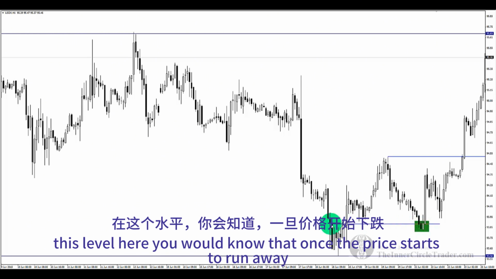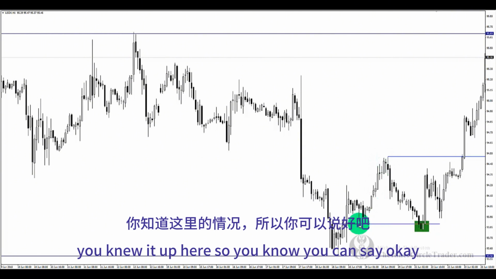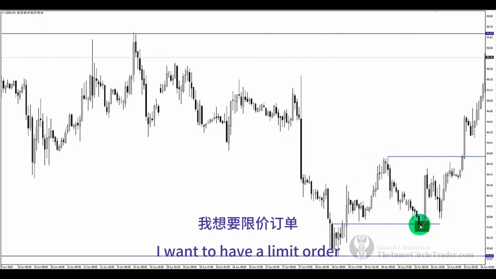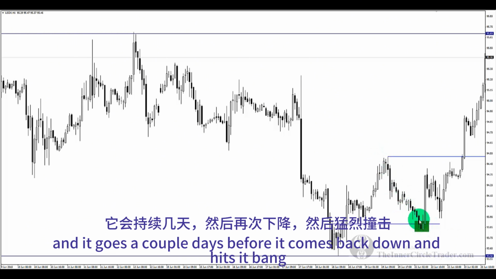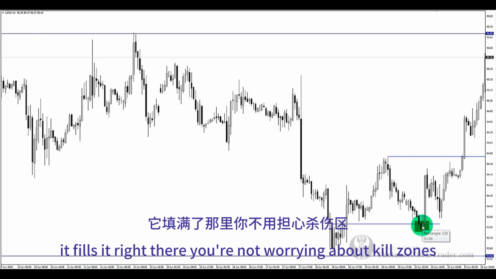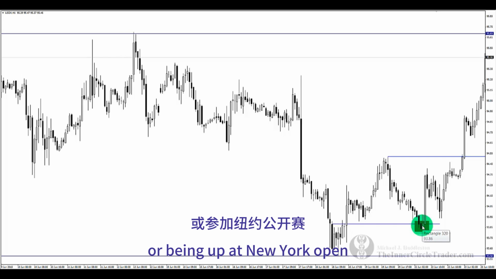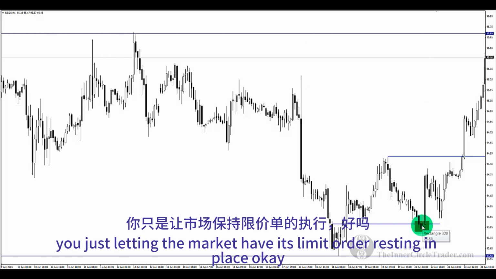Well, this level here, you would know that once the price starts to run away, you knew it up here. So now you can say, okay, if it gets back down to here, I want to have a limit order and just let it sit there in the marketplace. And it goes a couple days before it comes back down and hits it. Bang, it fills right there. You're not worrying about kill zones. You're not worrying about specifically being up at London or being up at New York open. You're just letting the market have its limit order resting in place.